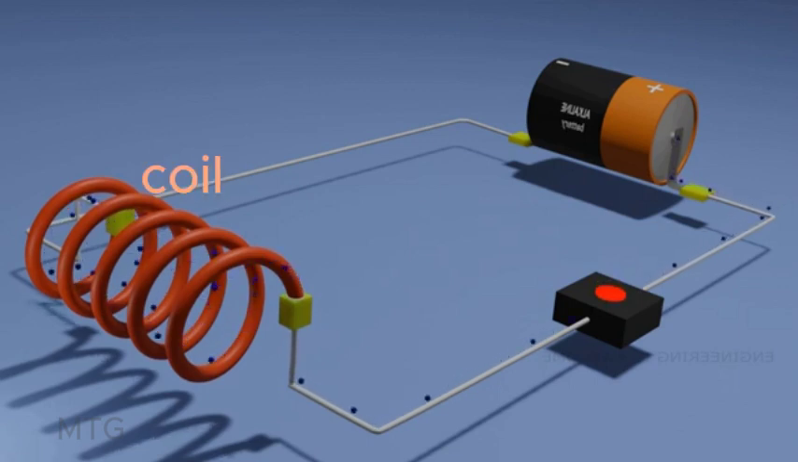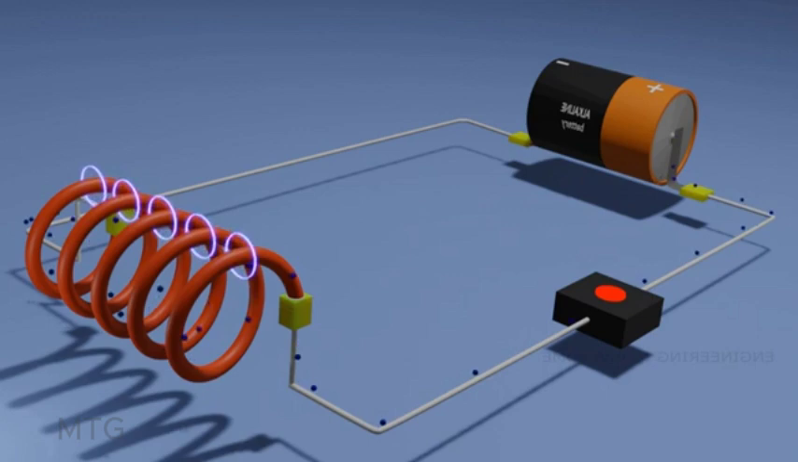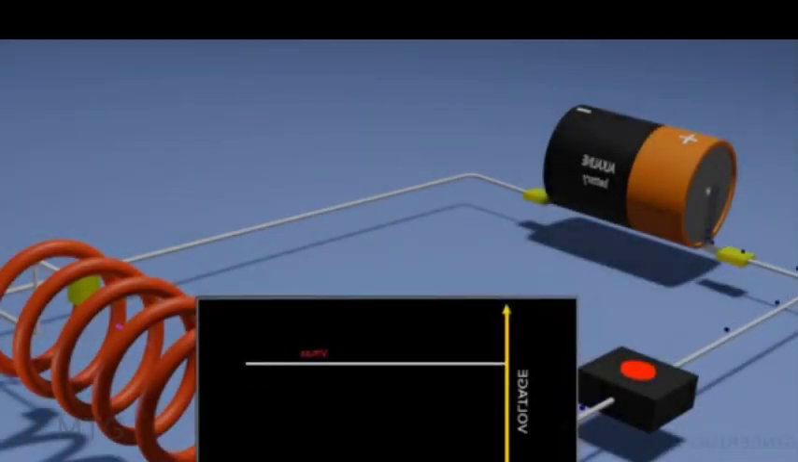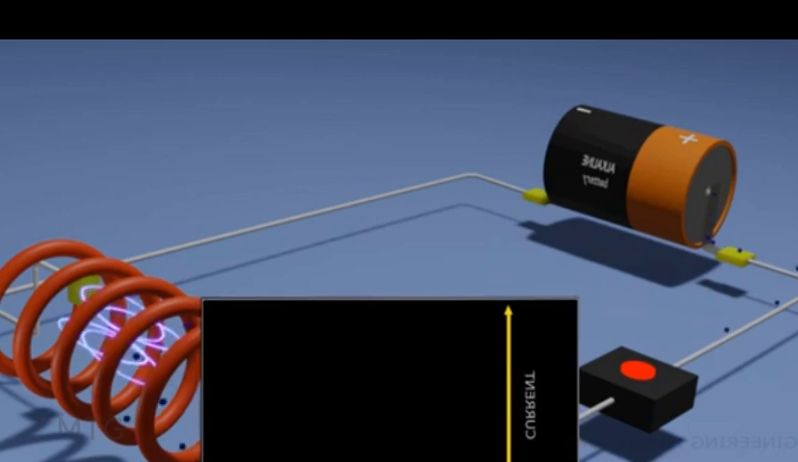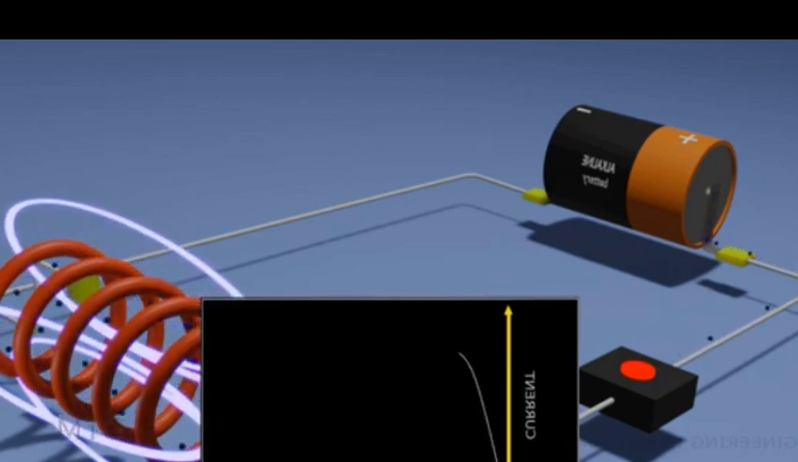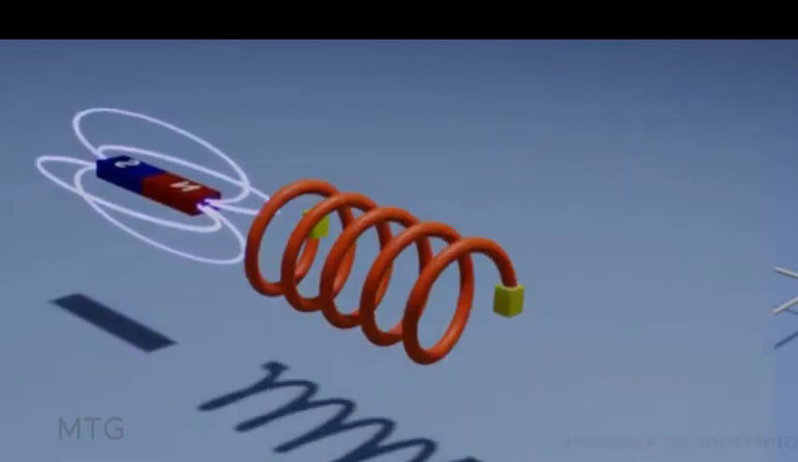the current flowing through each turn creates its own magnetic field, which adds up. In a DC circuit, the current does not jump to its peak value. The current flow increases from 0 to maximum at a very gradual rate. To understand this, we must know about Faraday's law of induction.